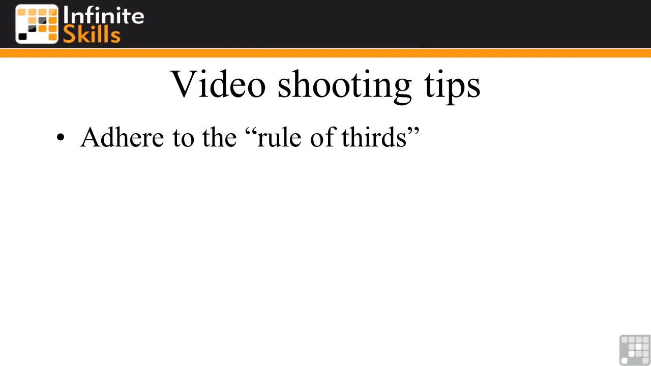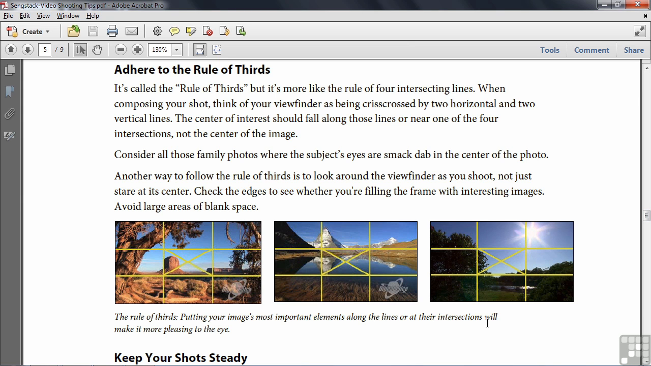Adhere to the so-called rule of thirds. Let me show you what that's all about. The rule of thirds is a standard compositional approach to getting any kind of a shot, still or video. And people call it the rule of thirds, but I think it's more like the rule of 4 intersecting lines or the rule of ninths. But in any event, it's called the rule of thirds. And basically, you've got 2 parallel lines here horizontally and vertically.